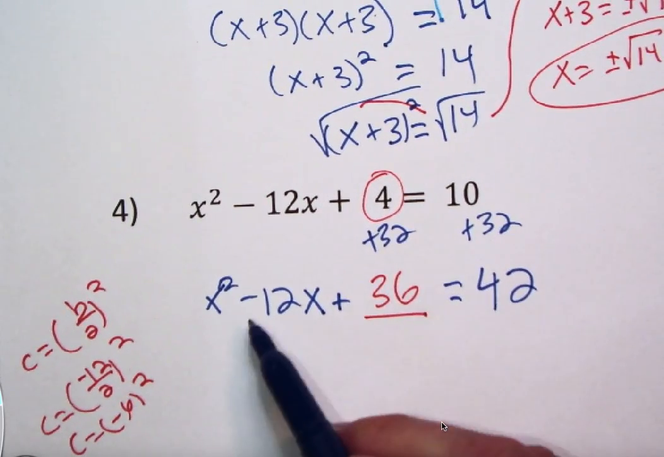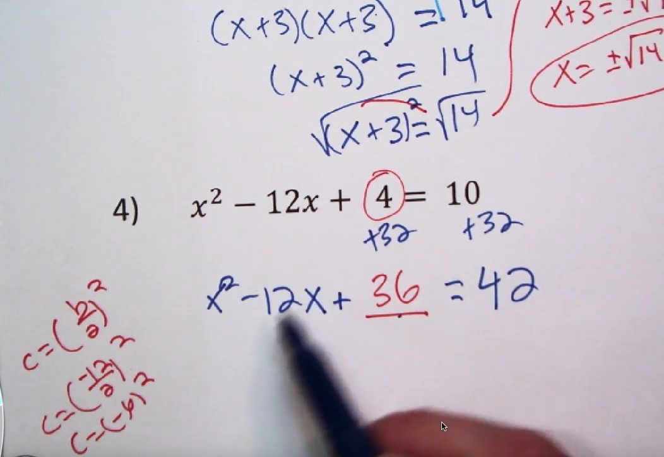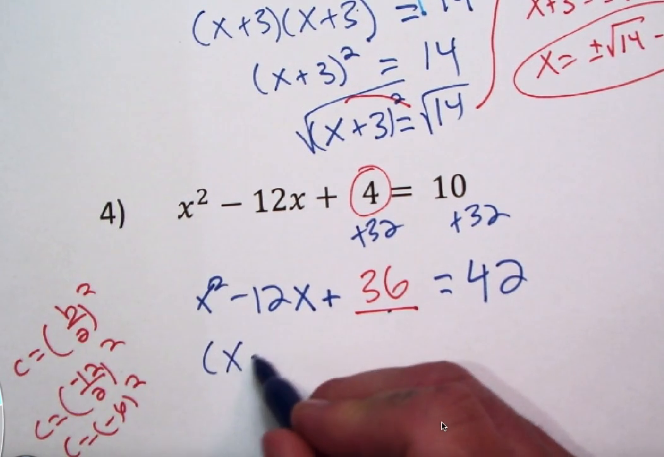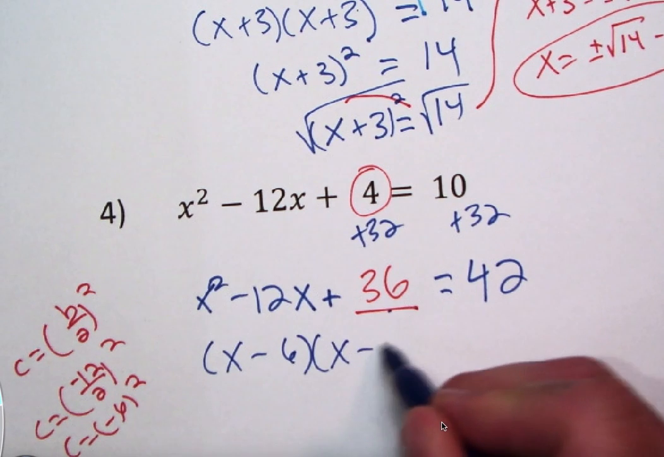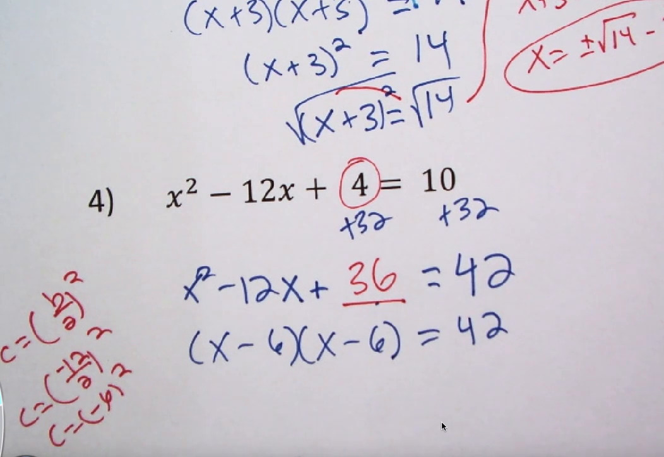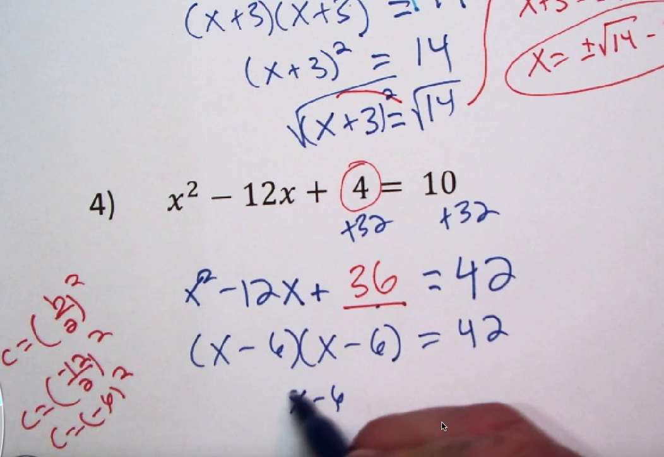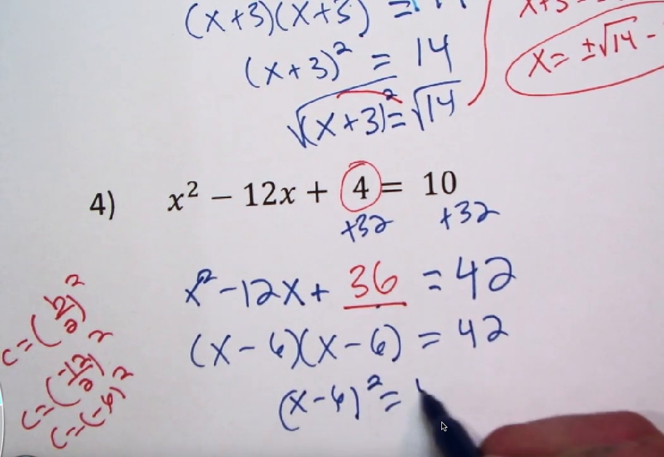And what times what multiplies to 36 and adds to negative 12? Well, that's negative 6 and negative 6. And we can write this as, whoop, time out there. Computer timed out. Okay. And then that's x minus 6 squared equals 42.